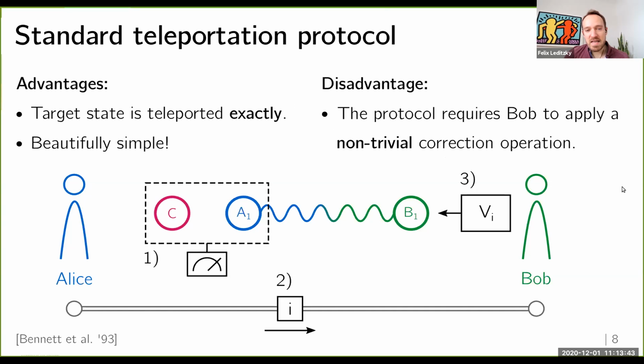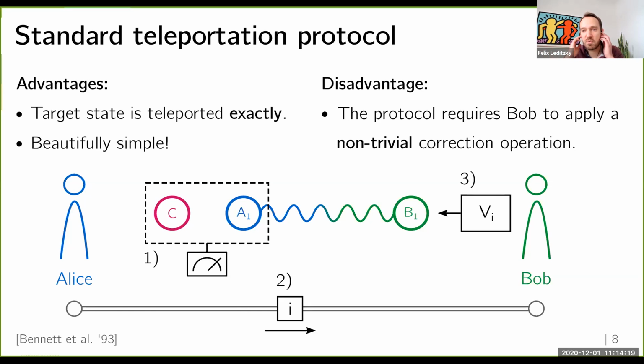And this standard teleportation protocol is actually very nice. It's beautifully simple. It's a nice exercise for an undergrad course to work out that this always works. And the key point is that it always works. So the teleported state is always teleported exactly, and there's no probability of failure of the protocol. But there's one big disadvantage which prevents teleportation from being applied in certain situations. And that is that Bob has to apply this correction operation to his part of the entangled state.